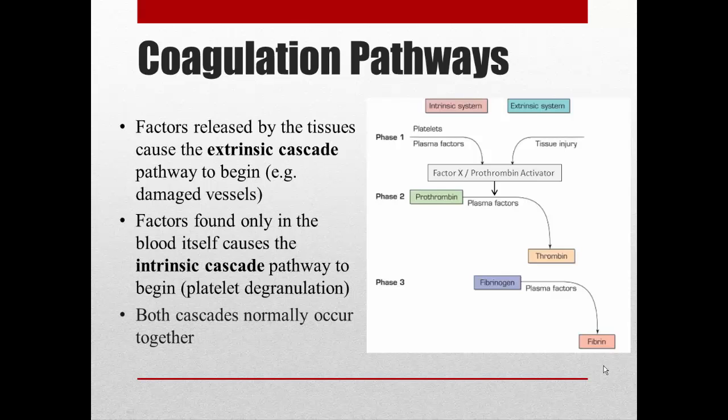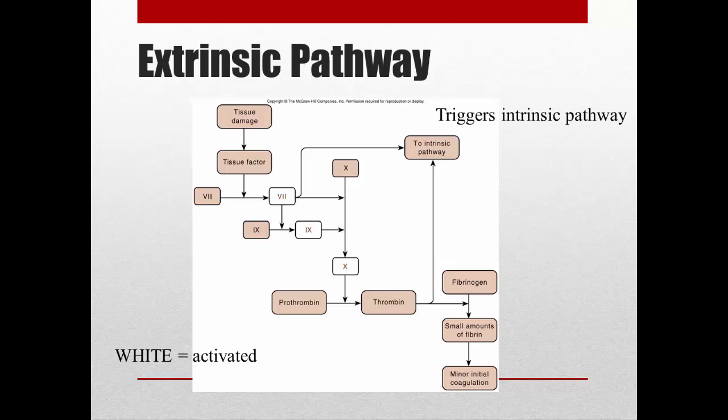Now both of these cascades, the intrinsic and extrinsic, are going to work together, but we're going to start with one of them and show how it feeds into the other. So we're going to start with the extrinsic pathway. Again, this one is initiated by a tissue factor that's secreted by the damaged vessel wall. This tissue factor in turn activates factor 7. So here's 7 inactivated, and notice now it's activated. 7 in turn activates 9 as well as activating 10. Once we have 10, this is the end of our extrinsic pathway.